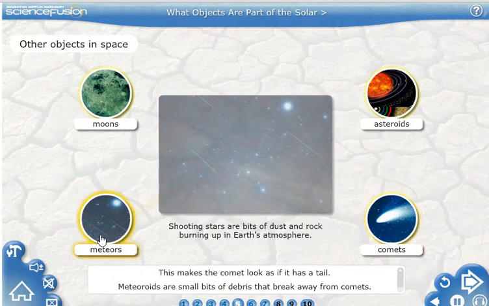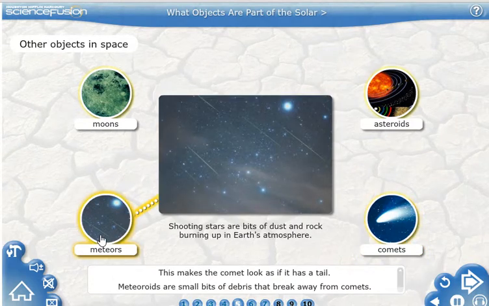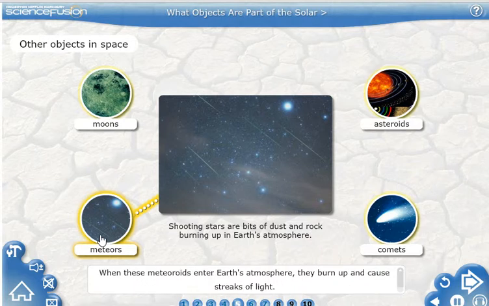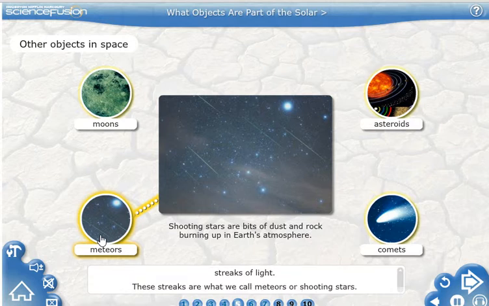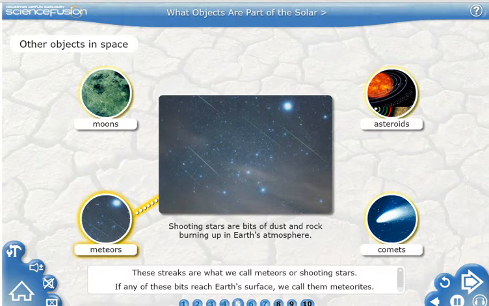Meteoroids are small bits of debris that break away from comets. When these meteoroids enter Earth's atmosphere, they burn up and cause streaks of light. These streaks are what we call meteors, or shooting stars. If any of these bits reach Earth's surface, we call them meteorites.